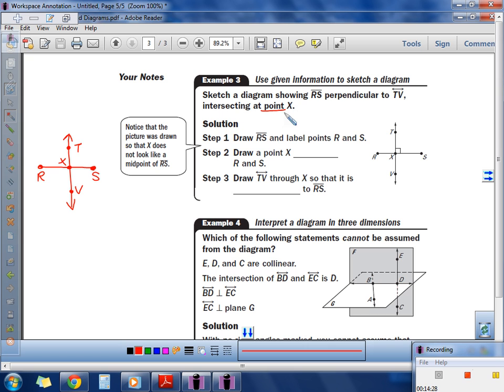Now there's something that I'm missing. Who can see it? Yeah, that's an important word right there. If they're perpendicular, you need a right angle box. Now it's good to go. Good job.